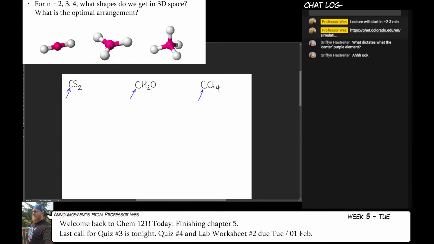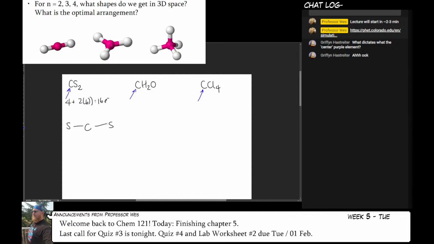All right, so hopefully by this point, you have drawn the Lewis structures for these molecules. I'm going to go over them real quickly. So if I count the number of electrons here, I get 16, 4 from carbon, and 6 times 2 from sulfur. I'm going to draw the C in the center. I'm going to put the S's on the outside. And I'm going to connect my electrons.